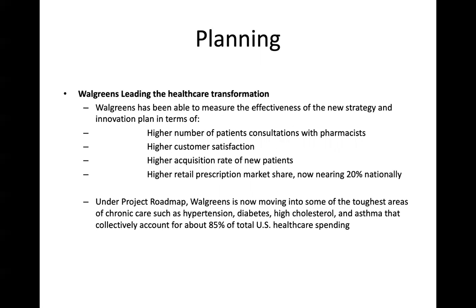So Walgreens has been able to measure the effectiveness of this new strategy innovation by looking at the high number of patient consultations with pharmacists that they track in their business, customer satisfaction surveys, looking at how many new patients they've acquired, and looking at a higher retail market share, now nearly 20% nationally. Under Project Roadmap, Walgreens has now moved into some of the tougher areas of chronic care, such as hypertension, diabetes, high cholesterol, and asthma, that collectively account for 85% of total U.S. healthcare spending.